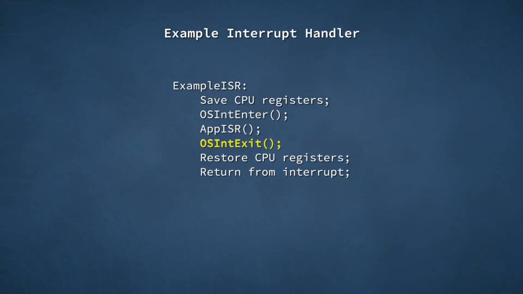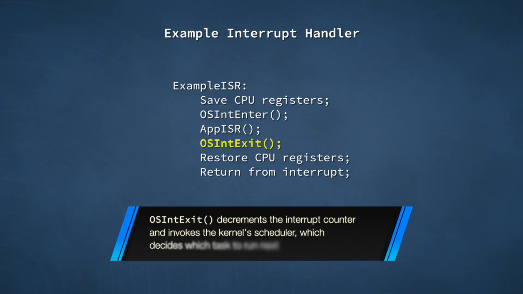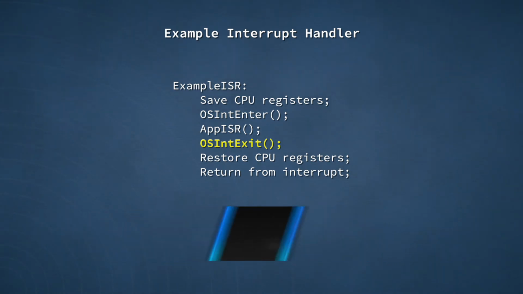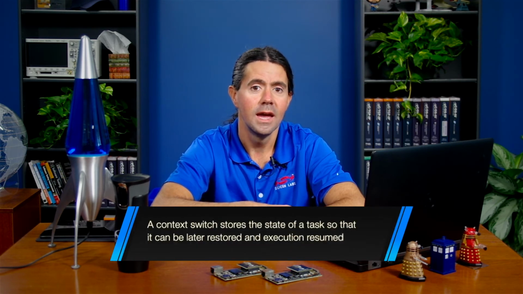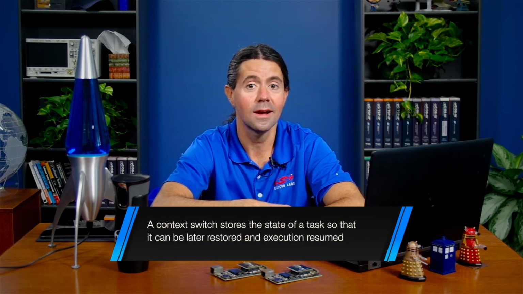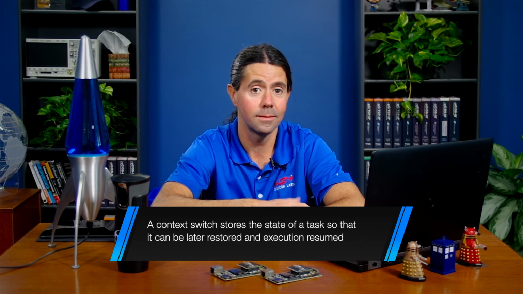Following appISR, we see a call to the function OS_int_exit. This kernel routine decrements the same counter that OS_int_enter increments, and it also runs the Micrium OS scheduler. The implication is that OS_int_exit makes the decision as to whether or not the interrupt handler should conclude by switching to a new task. There's a proper name for the process of switching to a new task or passing CPU control from one task to another. It's called a context switch. And what we've covered here could be considered a context switch initiated by an interrupt.